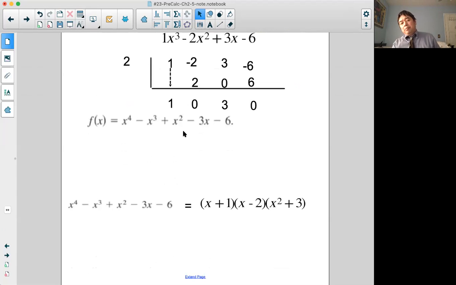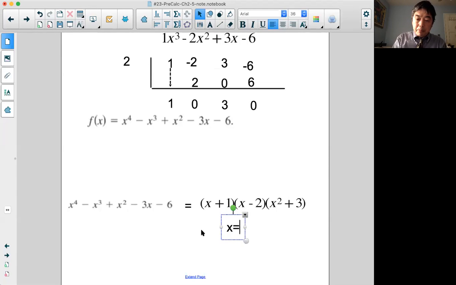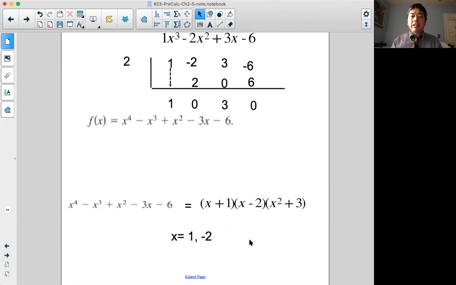So in that case, x equal 1 and x equal negative 2. So these are 2 possible answers. That's the end of the video.